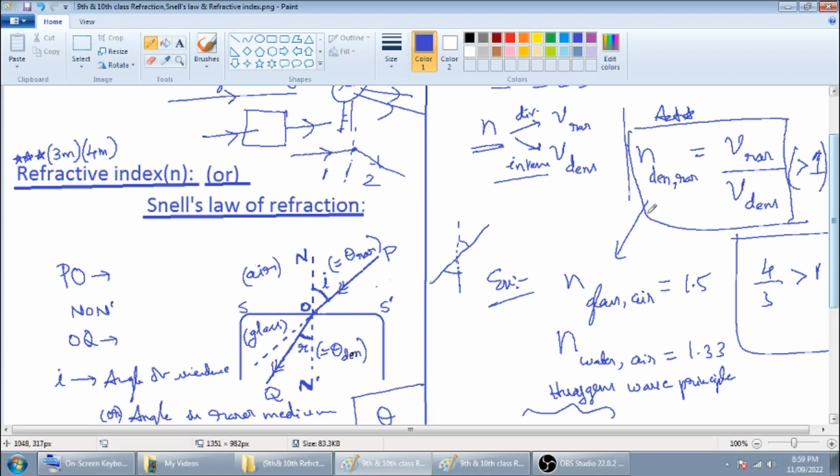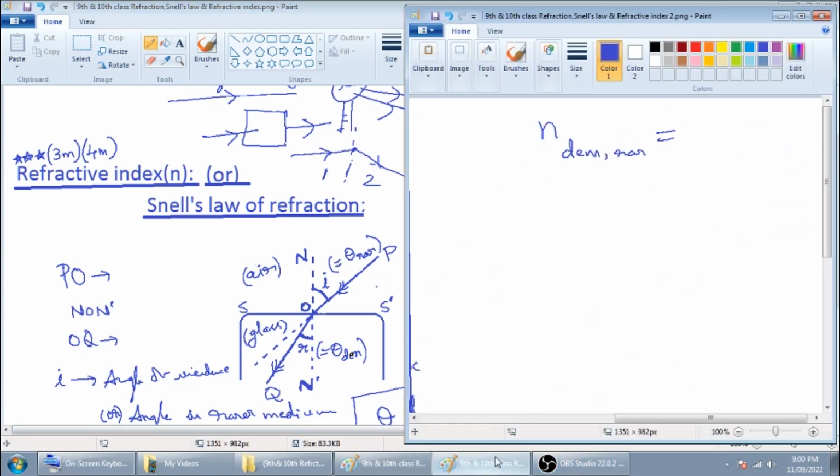In the previous topic, in the definition of refractive index, we have seen this. Very simple. The refractive index of a denser medium with respect to a rarer medium is what? Velocity of light in the rarer medium divided by velocity of light in the denser medium. So, applying that here, what can be obtained is velocity of light in the rarer medium divided by velocity of light in the denser medium.